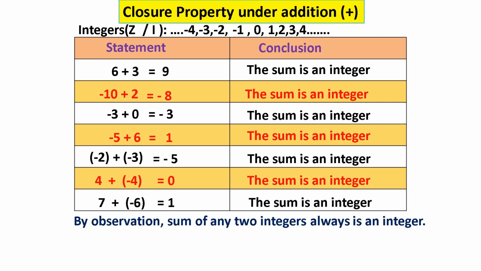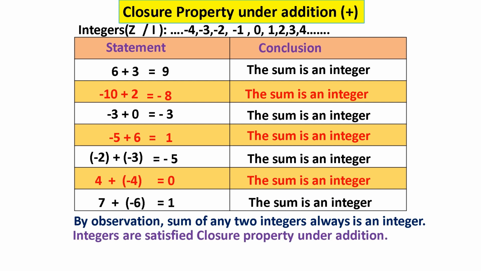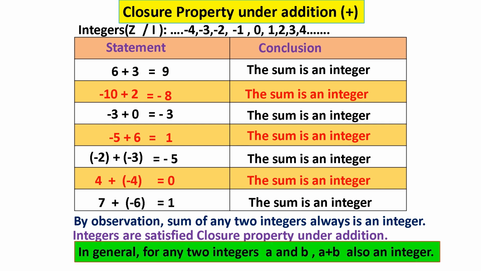By observation from this table, the sum of any two integers is always an integer. This property is known as closure property under addition. Now integers satisfy closure property under addition. In general, for any two integers a and b, a plus b is also an integer.